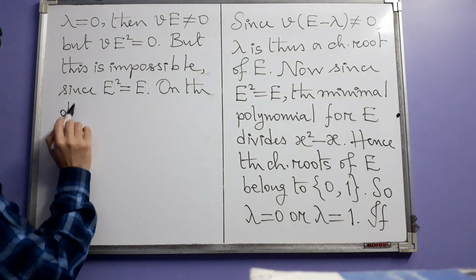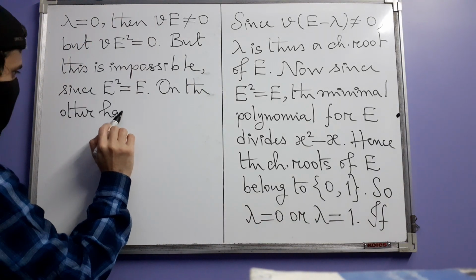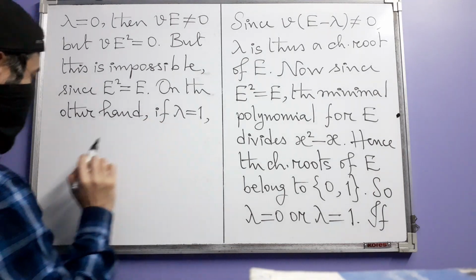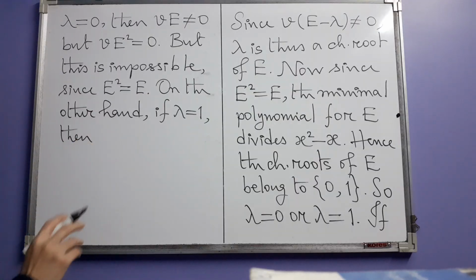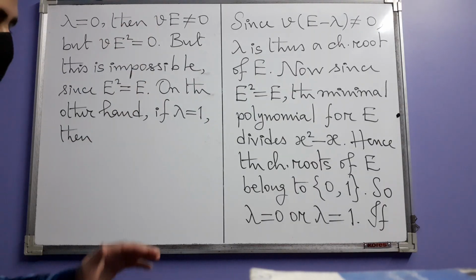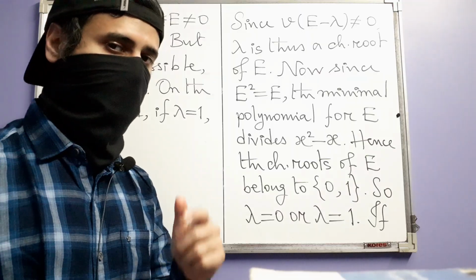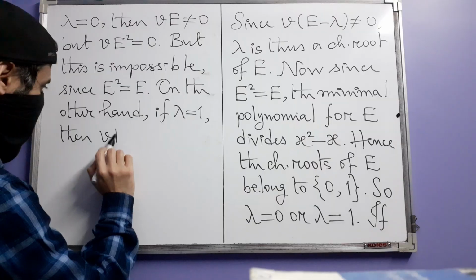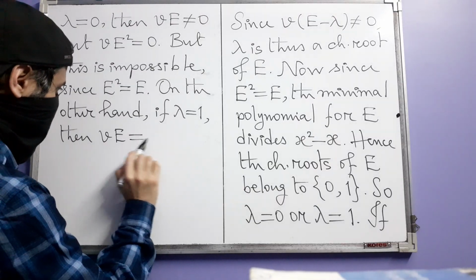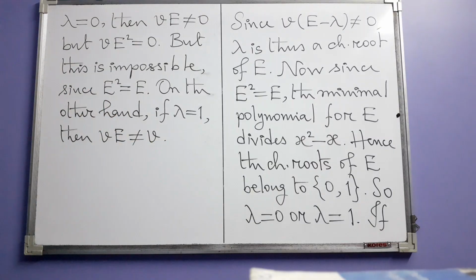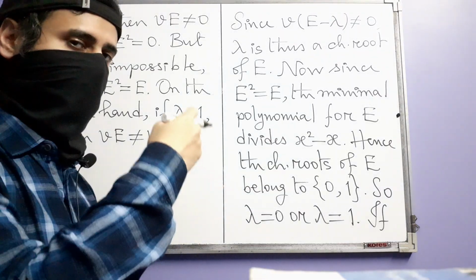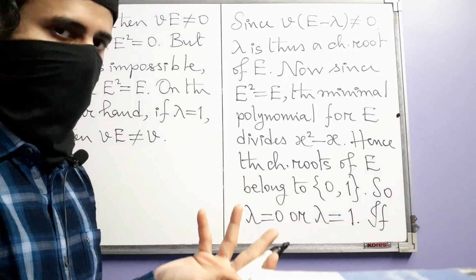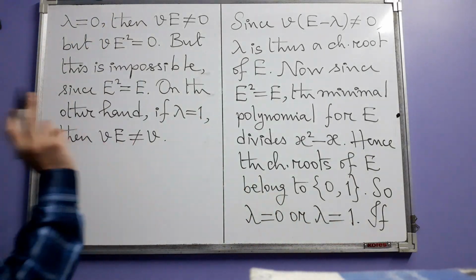On the other hand, if lambda is 1, then what are we going to get from that inequality, that V e minus lambda is not equal to 0? From that we will get, in this case, that V e is not equal to V. I mean, if you really apply the operator e minus 1 on V, then you get V e minus V, because 1 is the identity operator. So from that you get this.